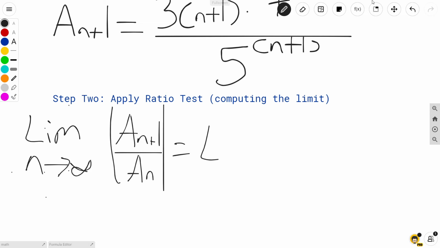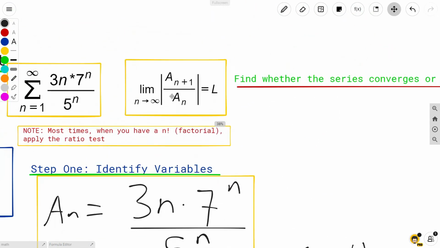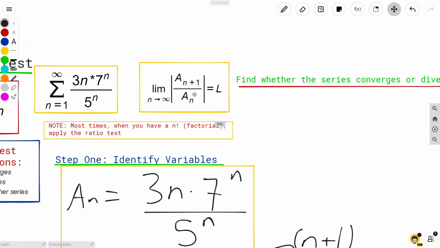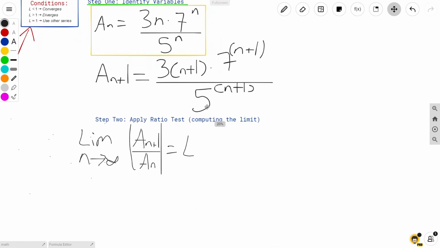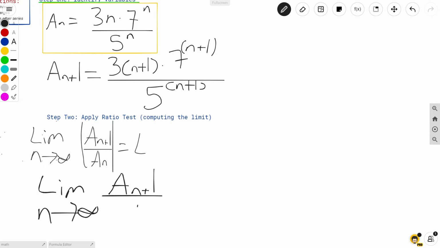is equal to L. Where am I getting this from? I'm getting this from here. This formula right here. So that's the formula we use for ratio tests. So now I'm just rewriting it down here. So now the next step is we're going to go ahead and reciprocate a sub n. So we can rewrite this as the limit as n goes to infinity of a sub n plus 1 divided by 1 over a sub n. So that way we can remind ourselves that the a sub n is being reciprocated.